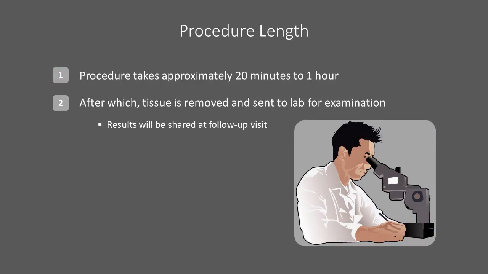The entire TURP procedure usually takes about 20 minutes to an hour. Once completed, the prostate tissue that is removed will then be sent to a lab for close examination. Your doctor will review the results of this examination with you at your follow-up visit.